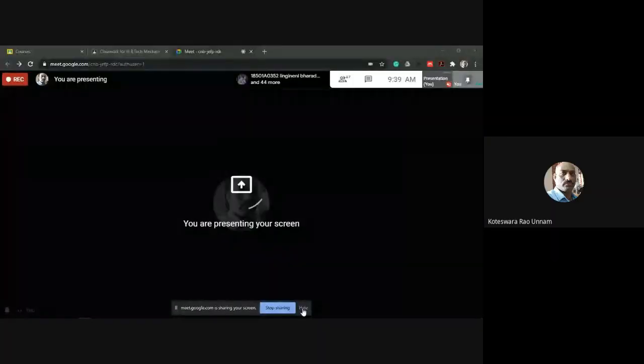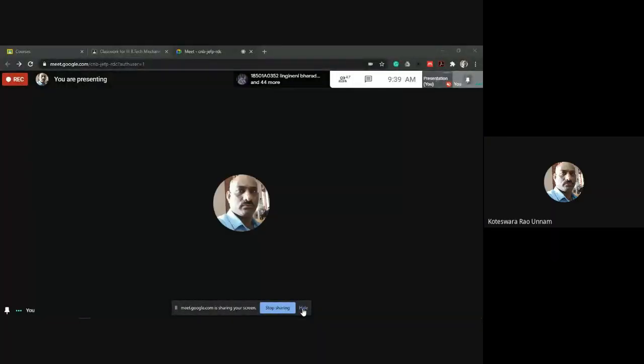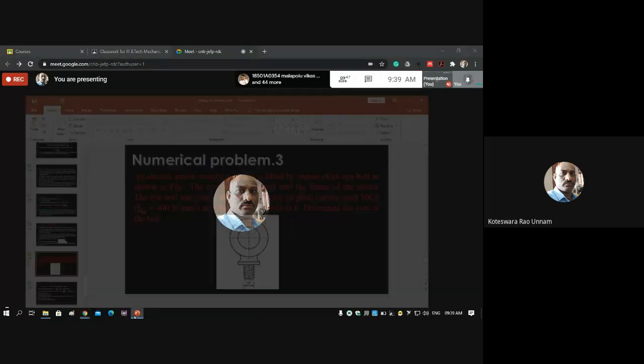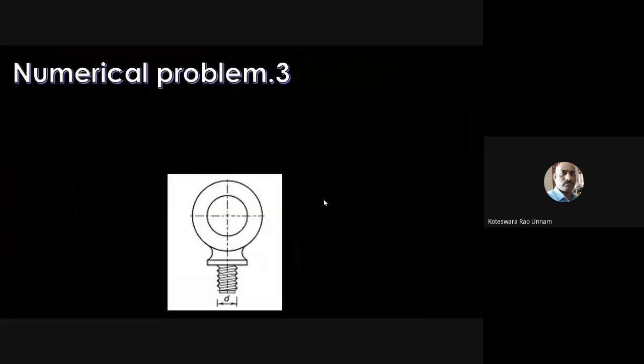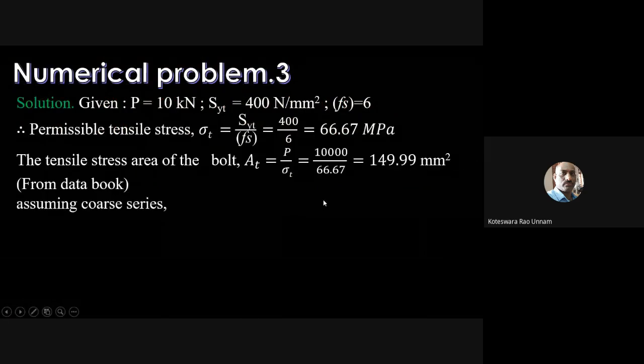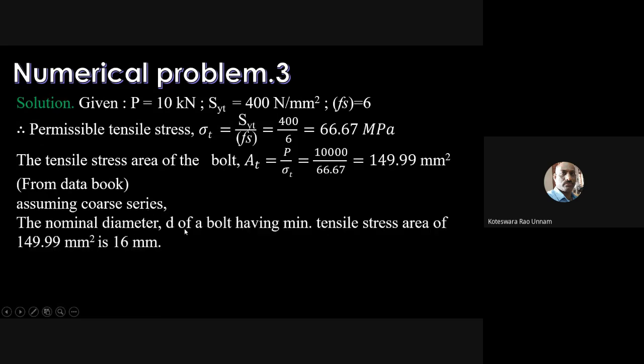So now again, I am going to the presentation mode. The solution is going to be M16. So assuming coarse series, because he has mentioned that in the problem, the nominal diameter D of the bolt having minimum tensile stress area of 149.99 mm square is 16 mm. This value comes from the data book only. That's why I have written here from data book. Then the standard size of the bolt is M16. This is the answer for the question.